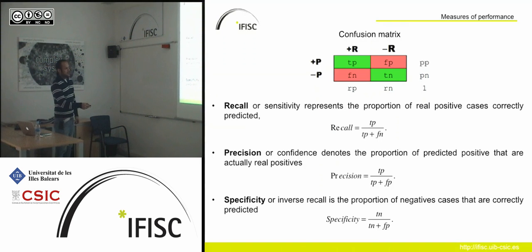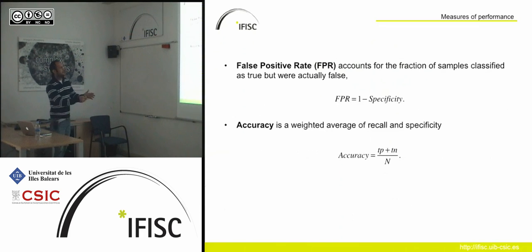As you see, recall and precision are defined for the positive cases. However, with the inverse statistic, we have a specificity that is the same as recall, but now using the negative case, the red one, the lower row. We have other definitions, the false positive rate, that is just the opposite of the specificity. And one that is important here is the accuracy. It is actually a weighted average between recall and specificity. Here we have all the number of samples.